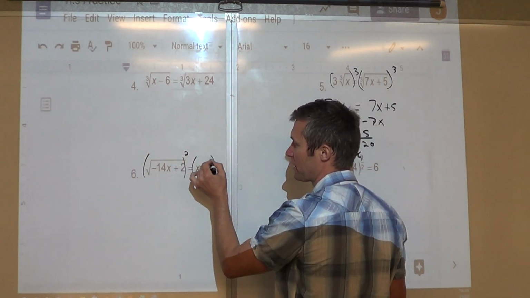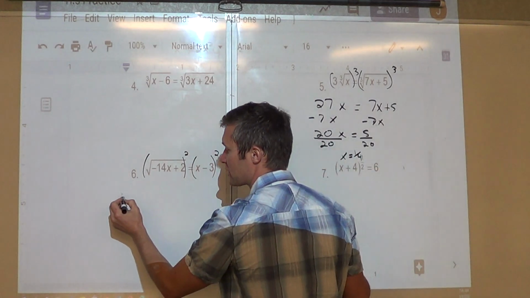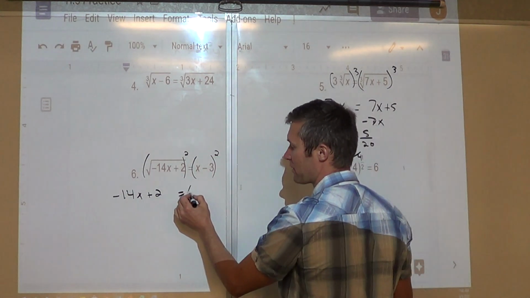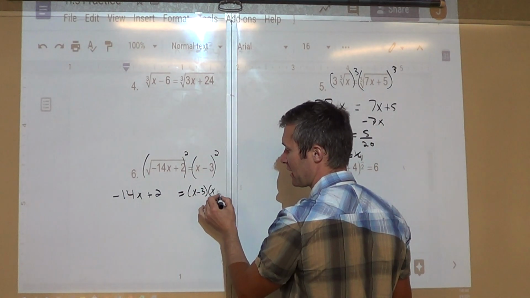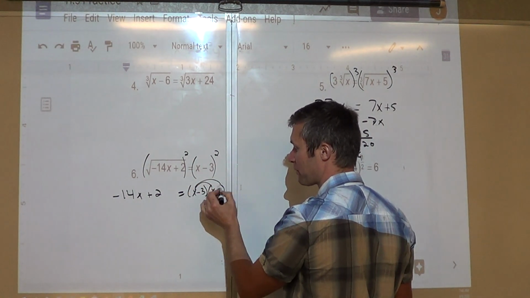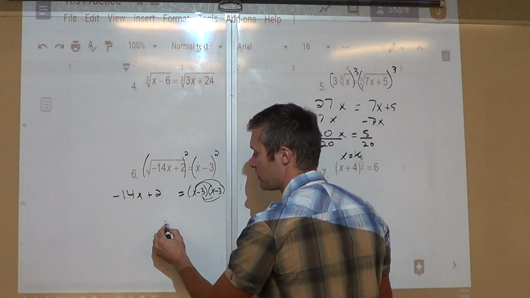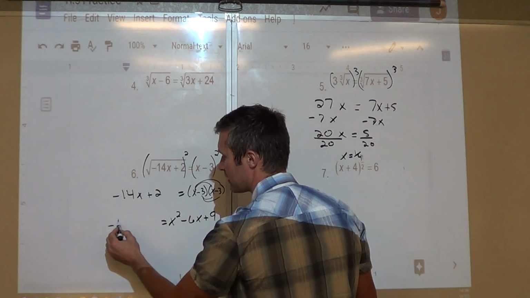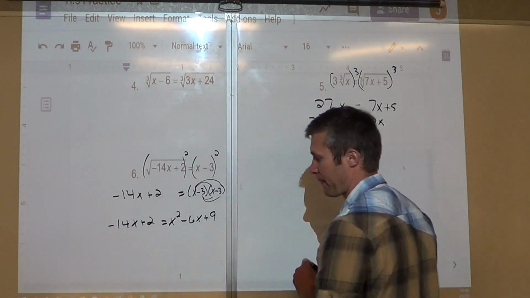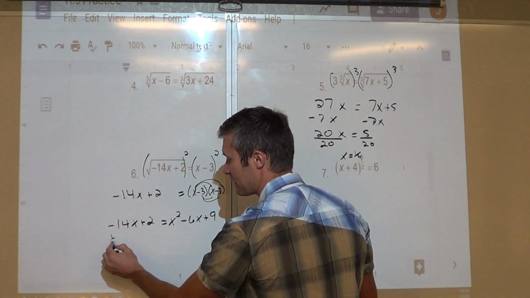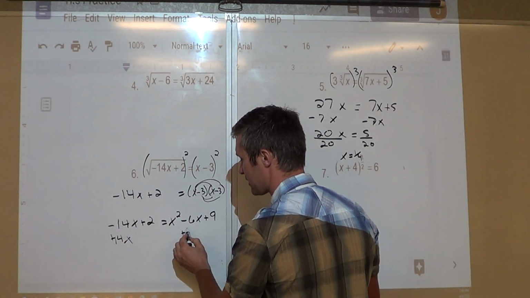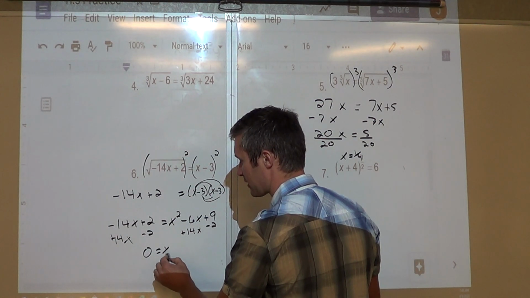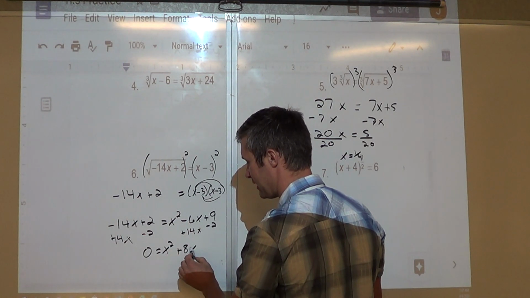When you come through here, you square this side, you square that side. So that just gives you negative 14x plus 2. Now x minus 3 to the 2nd power is x minus 3 times x minus 3. So then you would go ahead and multiply this. And when you do that, you're going to get x squared minus 6x plus 9. Then I go ahead and get the x's on the same side. So I add 14x, I subtract 2, and so I get 0 equals x squared plus 8x plus 7.